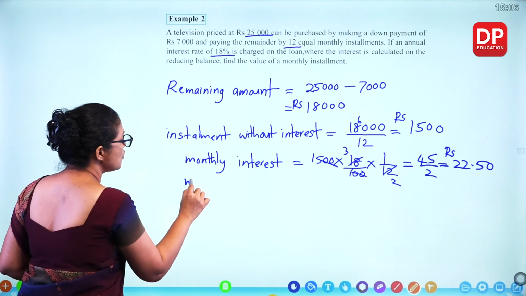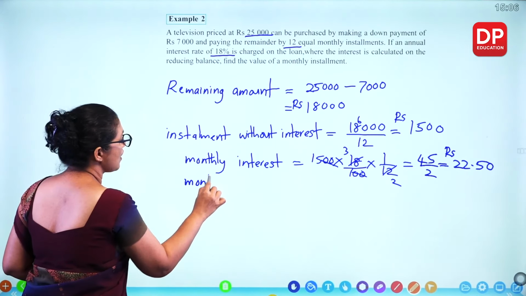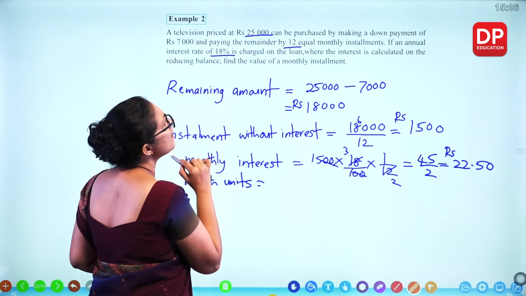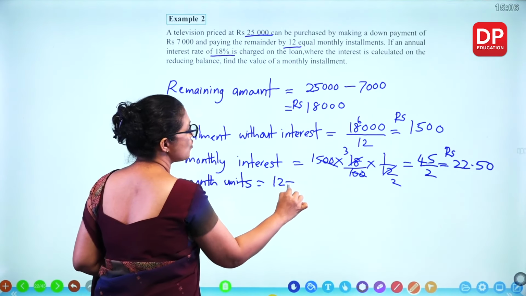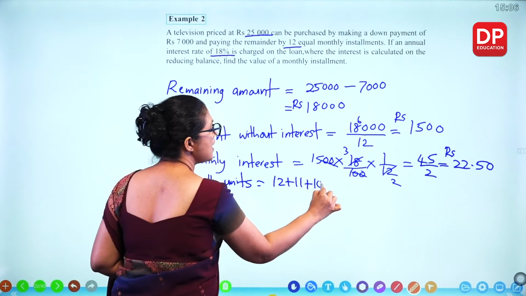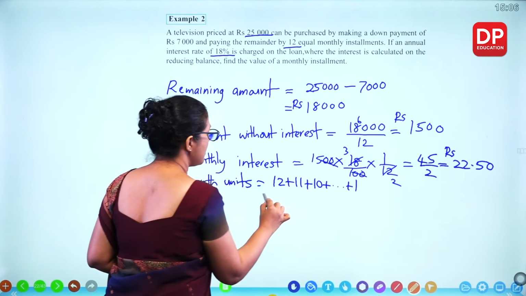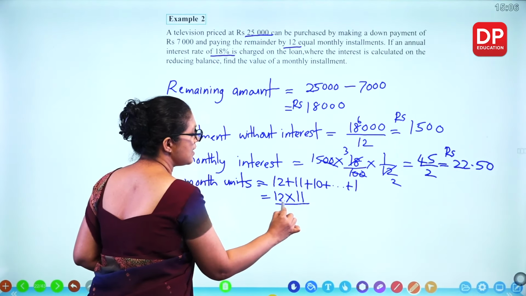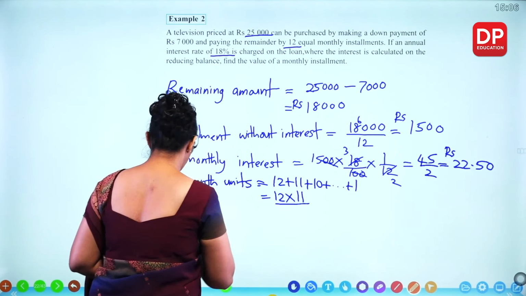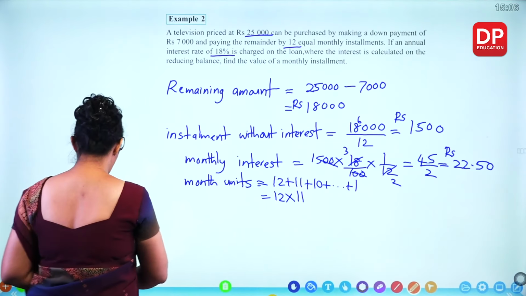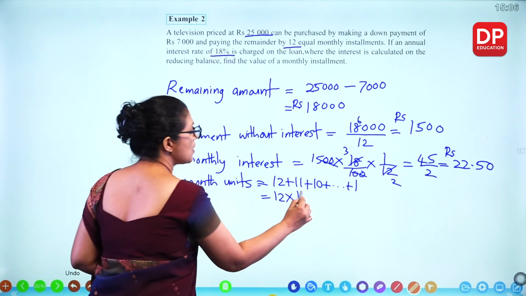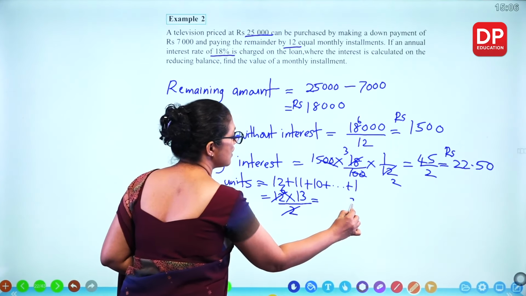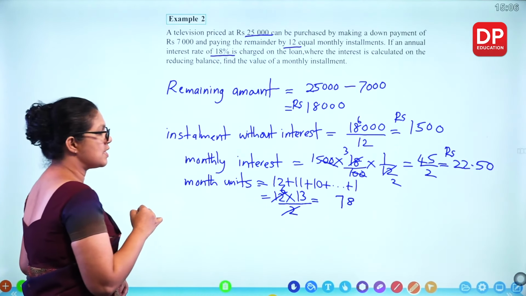So how many month units are there? This is 12 equal months. So 12 plus 11 plus 10 up to 1. So what's the easiest way? 12 times 11, 12 times 13. We need to add 1 to that. 12 times 13 divided by 2. You get 78 month units.